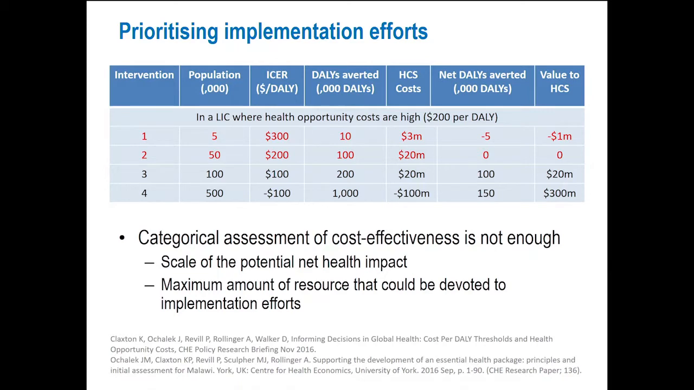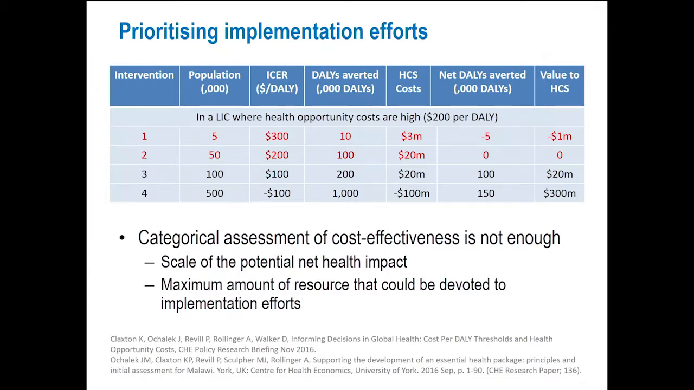This is the same example, but now four different interventions, non-mutually exclusive interventions, each with their population, their ICER, the DALYs that they will avert, and the healthcare system costs. What you can see is we've got from intervention one to four, cost per DALY starts at $300 per DALY, down to number four, which is actually cost saving. Imagine that our threshold is $200 per DALY.